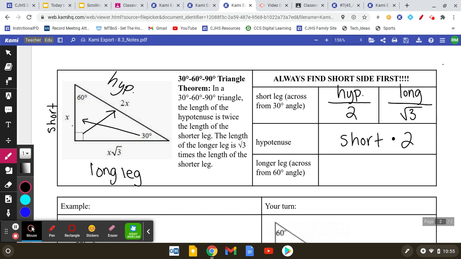Okay, and then the last one, again, if we have the short leg, how do we go from the short leg to the long leg? Multiply by square root 3. When I test or quiz you guys over this, you will get this only, just this triangle, with the x, 2x, and x square root 3. We'll see. Okay, let's go ahead and figure this out.